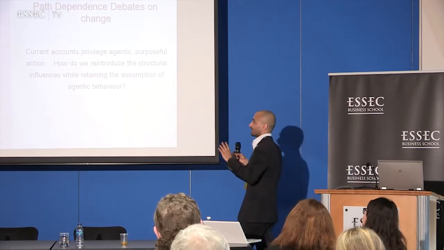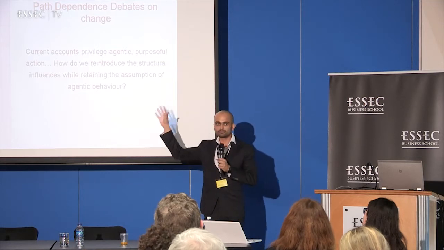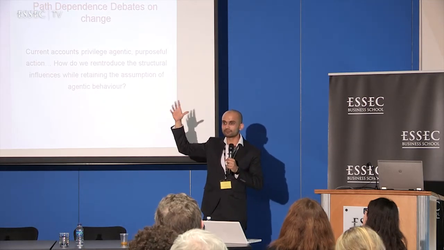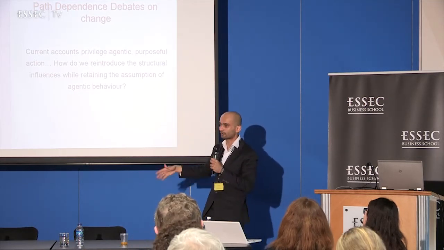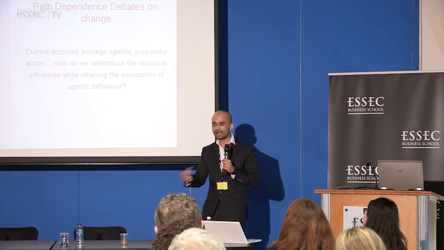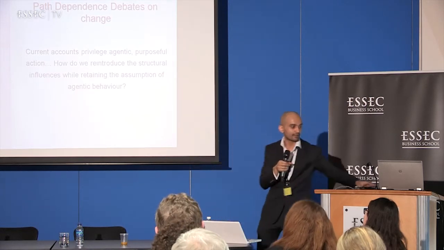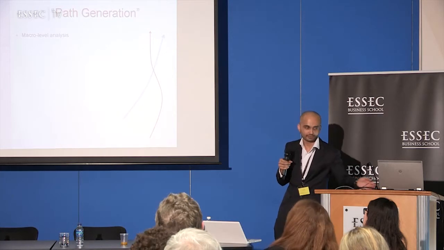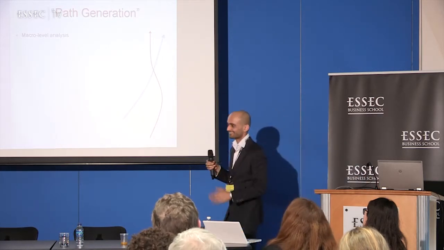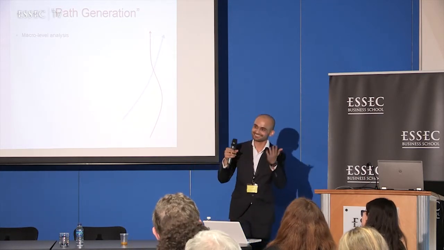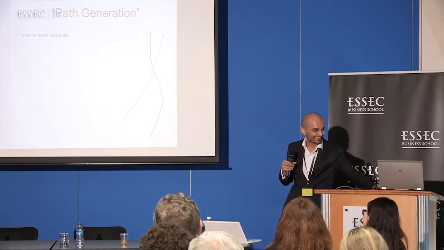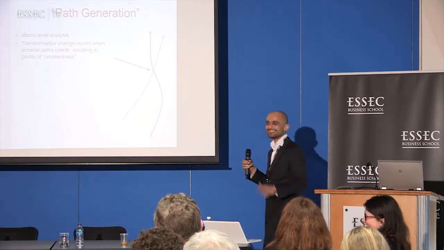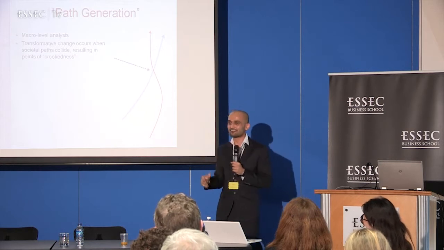So I've made this division where you have an old revolutionary account of change and you have newer, more agentic-based action. So how do you reconcile these two together? And I've done that through the notion of path generation, which serendipitously happens to be Mario Laura's theory as well. So we framed it in this way as well.